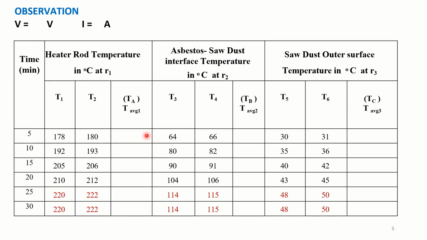So the temperature data you need to take at 5 minutes time interval until you get constant set of temperature data like this. Once you arrive at this kind of data, you can start performing the experiment. Then we'll move on to calculation. How to make the calculation for finding thermal conductivity of sawdust.